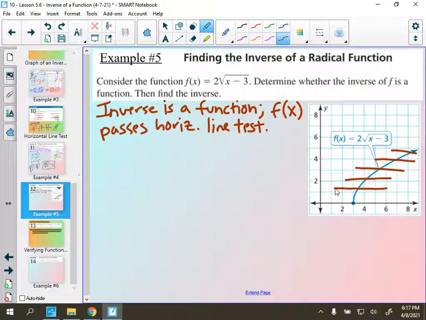Okay, so now the bigger part here, find the inverse. This one's got one thing we've got to watch out for, and it kind of goes back to the previous lesson. I want to try to make things simple for us here. Whenever I see a square root function, this is going to apply. Everyone hopefully recognizes this as a square root function.